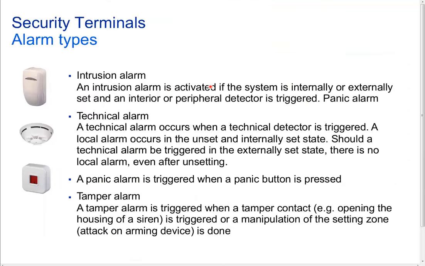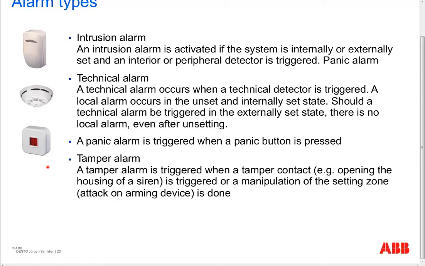Different alarm types are available. Of course, intrusion alarm. If there's any intruder coming into your building, you send out an intrusion alarm. Technical alarm has to do with smoke detector, water sensor, or gas sensor alarm. And furthermore, a panic alarm is possible. For example, if you are still in your house, but you feel something is wrong, somebody would like to enter your property, you can press such a button and send out a so-called panic alarm to anybody.